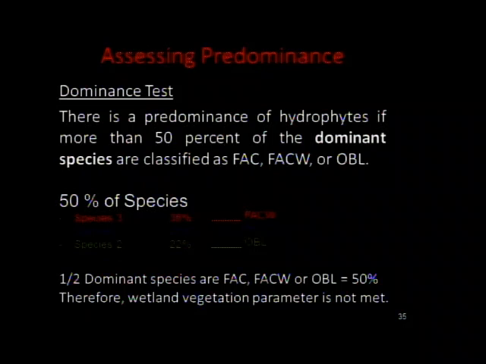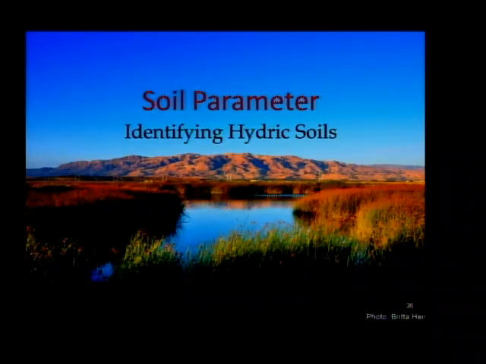From this example, you get the flavor of the procedure, so I won't go through the prevalence index, except to tell you that all species are assessed in calculating the prevalence index, and in determining if there is a predominance of hydrophytes and that the vegetation parameter is met. Now I will give a general background on hydric soils and describe how one determines if the soil parameter conditions are met.